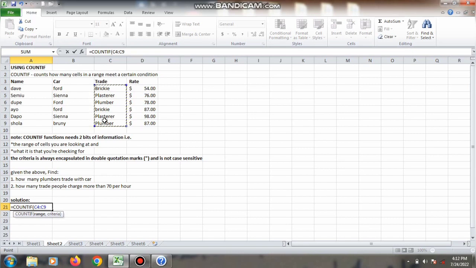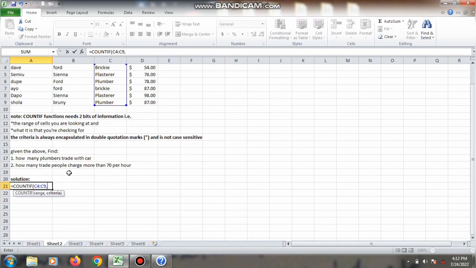I have done part one, which is the range of cells you are looking at. The range of cells I'm looking at is from C4 through to C9. And the second argument must follow: what it is that you are looking for. I am looking for plumber. You initiate it by putting a comma, to indicate that this range is fulfilled and it remains the criteria. Then you type plumber. Once you have done that, I have completed my range and the criteria. Then you close your bracket.